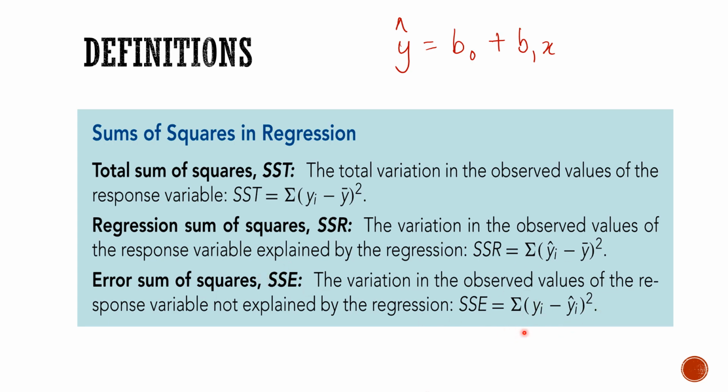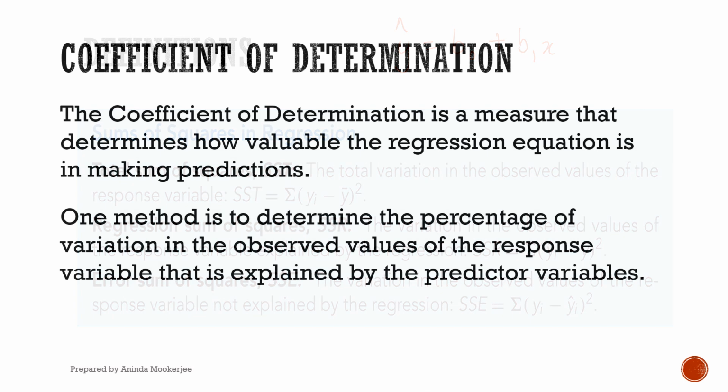This is the same formula we used when we were trying to work through the least squares criterion, towards the beginning of this presentation. Now, keeping those sum of squares definitions and formulas at the back of our mind, let's talk about what the coefficient of determination actually means. The coefficient of determination is a measure that determines how valuable the regression equation is in making predictions, whether the regression equation itself is a good predictor of the y values.